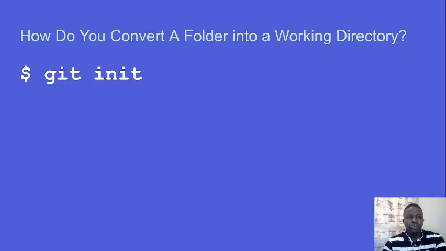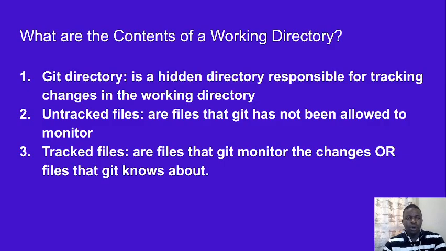How do you convert a folder into a working directory? You simply type into the terminal, git init. What are the contents of a working directory? Once you type in your terminal, git init, you've converted that directory into a working directory. Now, what are the contents of a working directory?